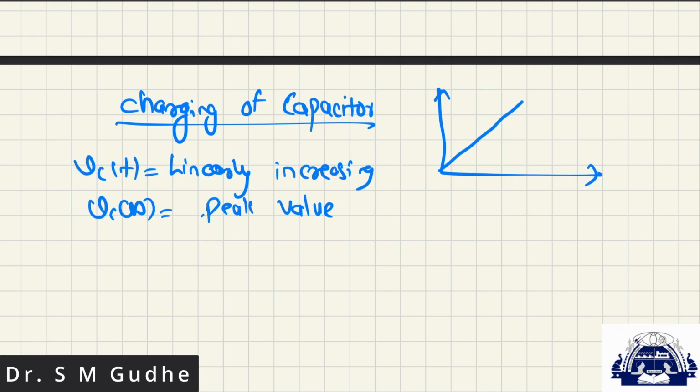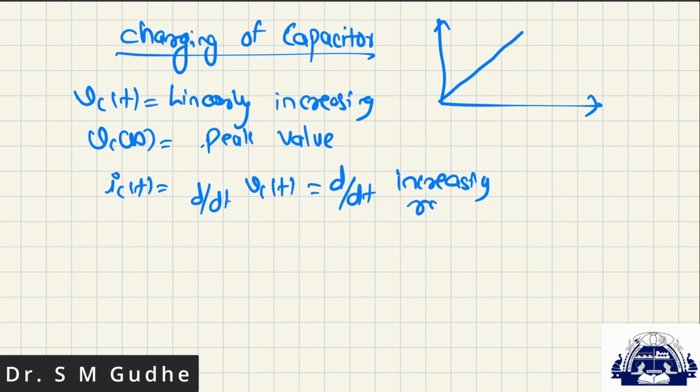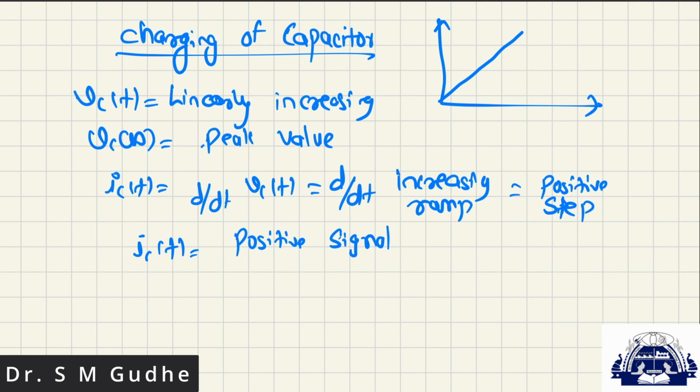What about IC of t? It is d by dt of VC of t. D by dt of an increasing ramp will give you a positive step signal. So IC of t will be a positive signal. And what about IC of infinity? D by dt of a constant, which is equal to 0. So these four parameters are important for us. Voltage increasing, then current is positive.